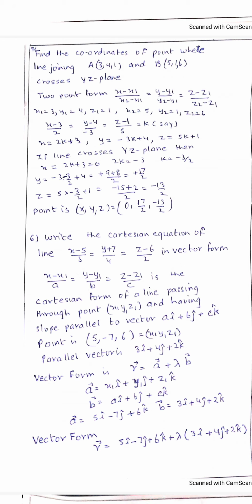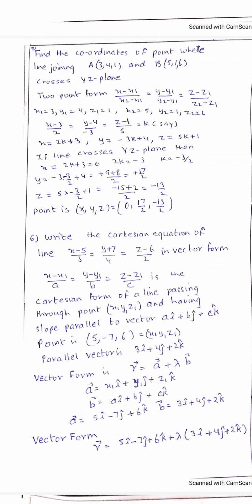If the line crosses yz plane, then x coordinate is 0 on yz plane. So 2k + 3 is put equal to 0. We get k = -3/2. Put k = -3/2 in y and z. We get the point 0, 17/2 and -13/2.